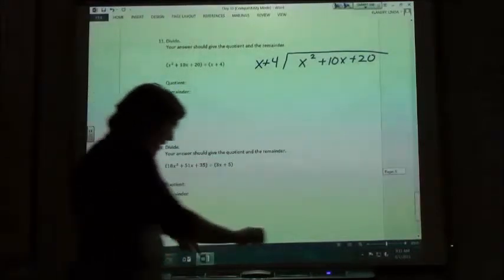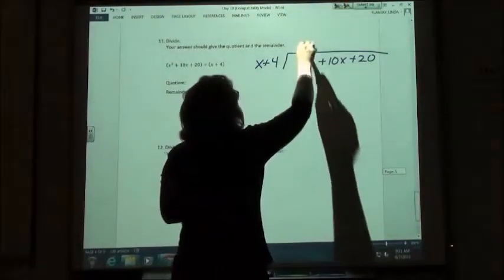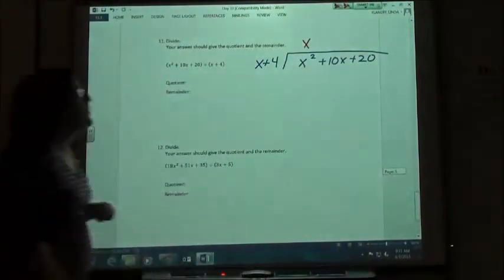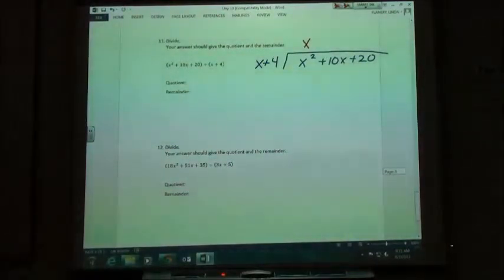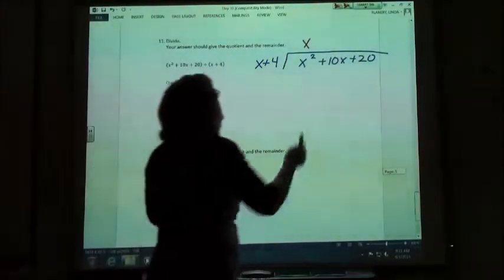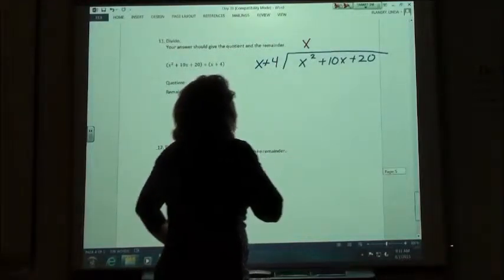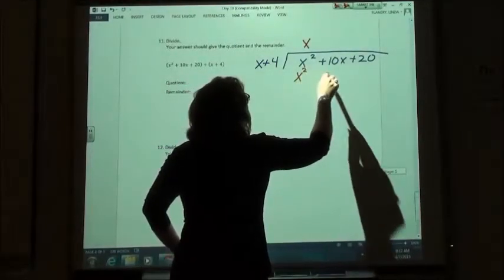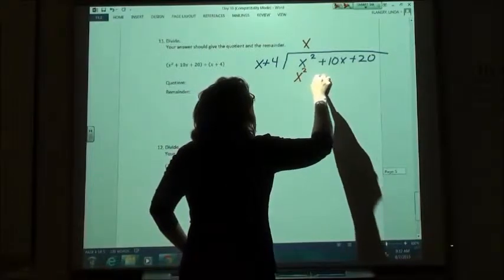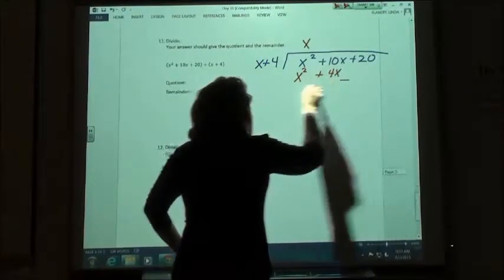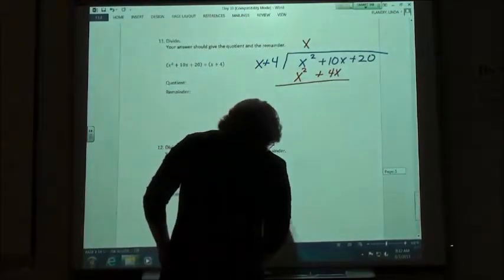An x. Just an x. So we're going to put that x on top, and then we're going to multiply that times both things. So when we multiply that out, we get x squared and 4x, plus 4x, exactly.